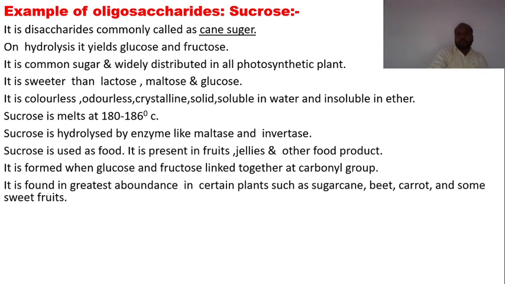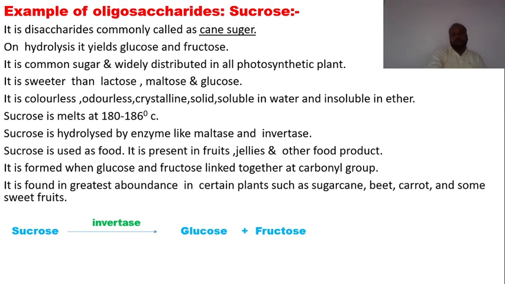Sucrose is used as food. It is present in fruit, jellies and other food products, and it is formed when glucose and fructose are linked together at the carbonyl group. It is found in greatest abundance in certain plants such as sugarcane, beet, carrot and some sweet fruit. This is the reaction of hydrolysis of sucrose by the enzyme invertase. That means it gives glucose and fructose.